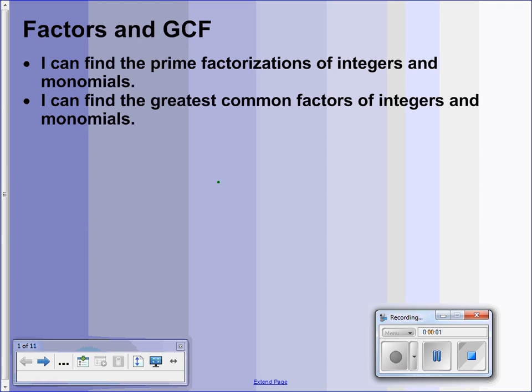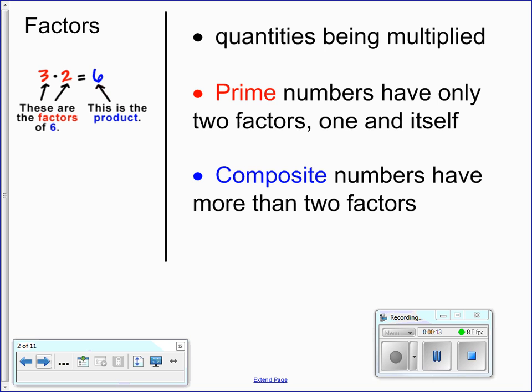In this lesson, we'll be talking about factors and GCF, greatest common factor. By the end of the lesson, you should be able to find the prime factorization of integers and monomials and the greatest common factor of the integers and monomials. So factors are when the quantities are being multiplied.